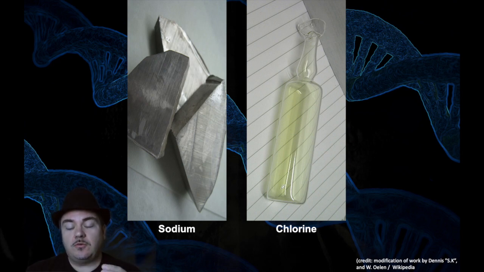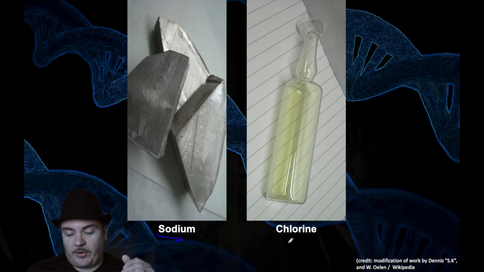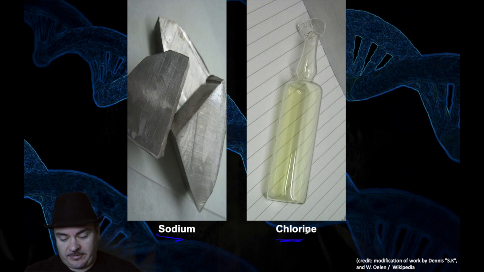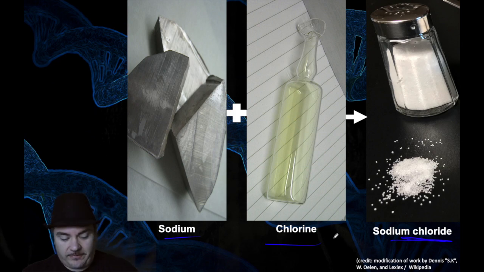Now, if you take these two different elements and you combine them together, if you take this explosive solid and this poisonous gas and put them together, what they create is sodium chloride, or table salt, which is safe to eat. So obviously, this does not behave the same as the elements that make it up. So that's an example of a compound.